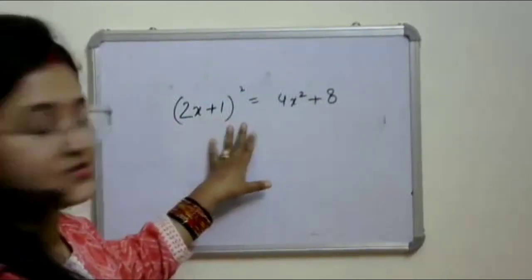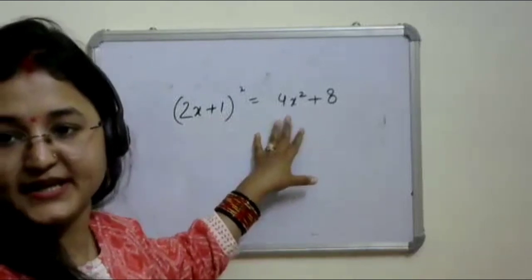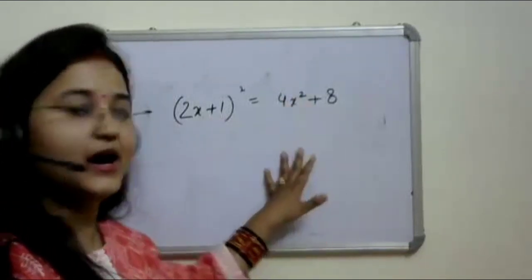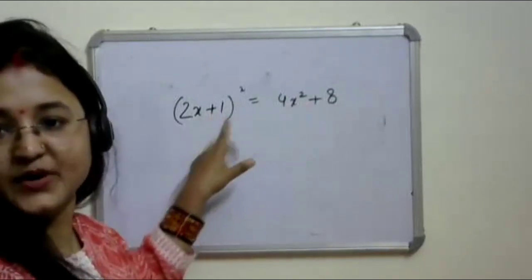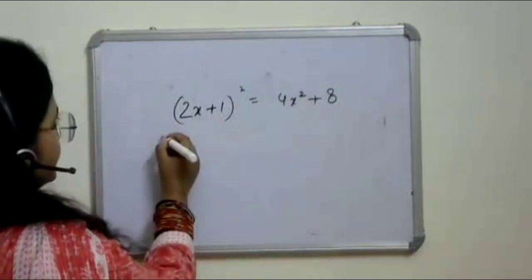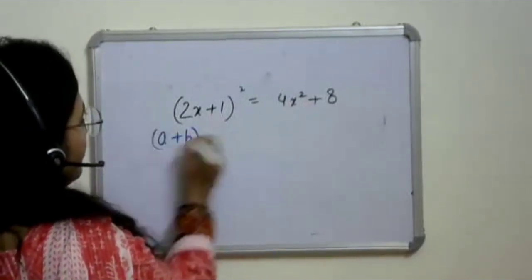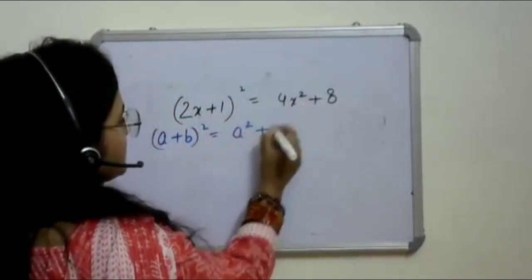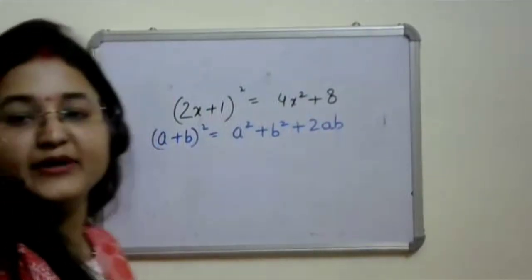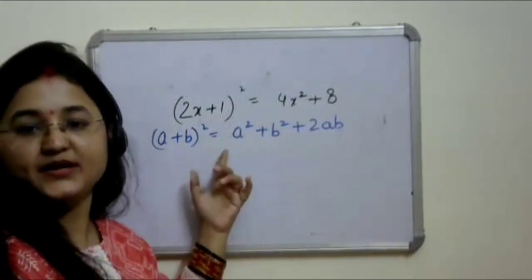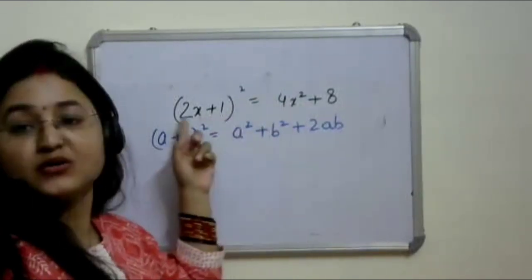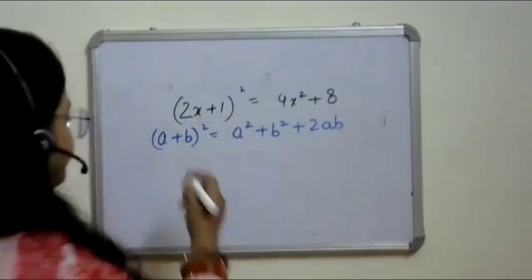(2x plus 1) whole square equals 4x square plus 8. Now we can see the given equation can be further simplified. How? (2x plus 1) whole square. We can use an identity here. If you remember, there is one identity like this: (a plus b) whole square equals a square plus b square plus 2ab. We are all aware of this identity. So the given term can also be expanded in the same manner.